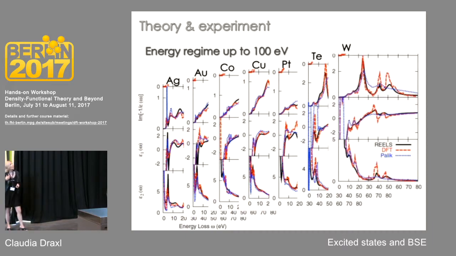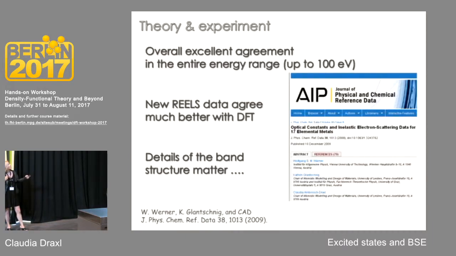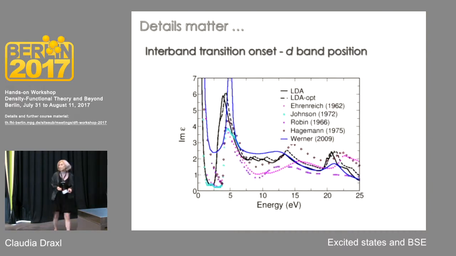So in essence, what we learn is that the overall agreement up to a very high energy range is very good, just with a very simple approximation. You need to compare with reliable experiments also in order to challenge your methodology. However, the details of the band structure still matter. I'll just show you one example here, and this is silver. What you see is again the mess with the experiments. We've put together all different experiments, and you see they're all over the place.